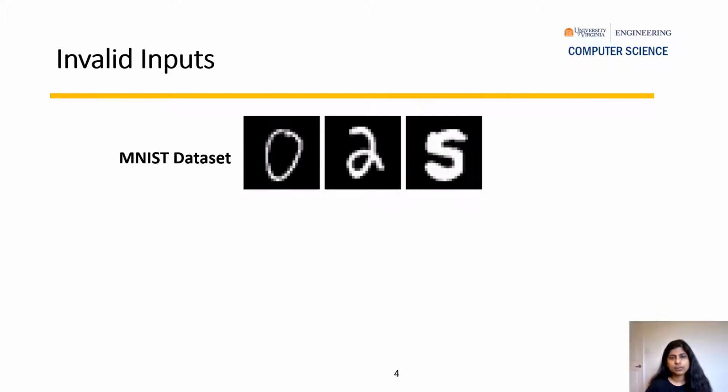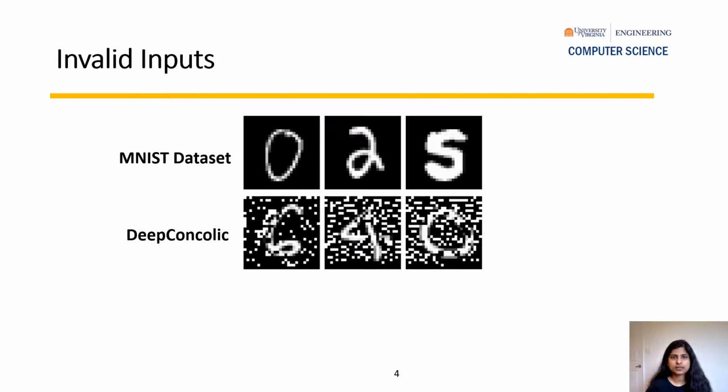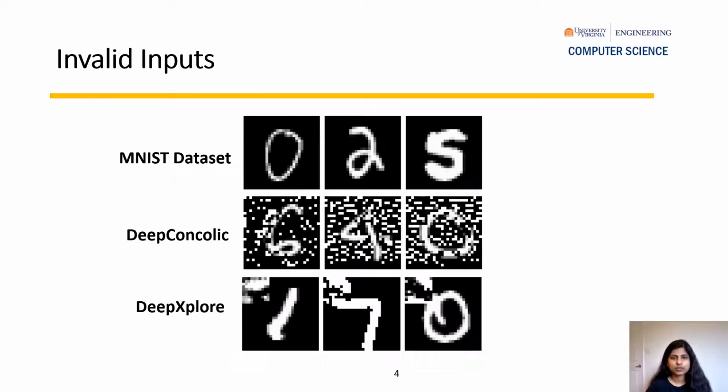Here are a few sample inputs from MNIST dataset. These are some of the invalid inputs generated by Deep Concolic. And here we have more invalid inputs from Deep Explore. It is clear that the invalid inputs are very different from the images sampled from the MNIST training dataset.